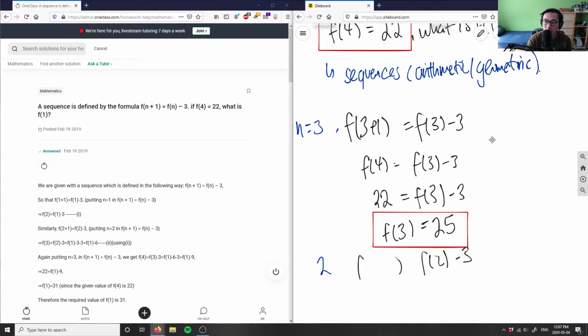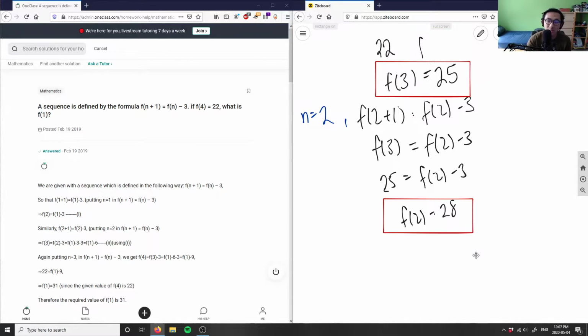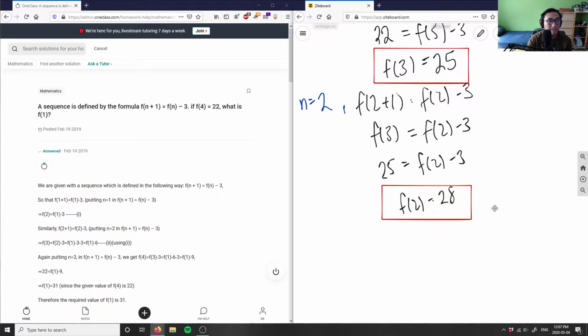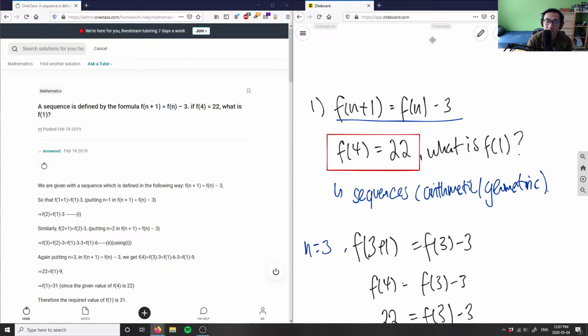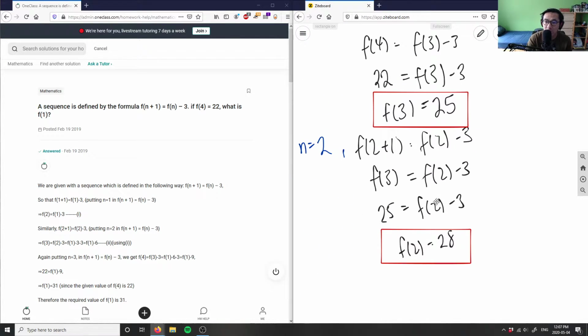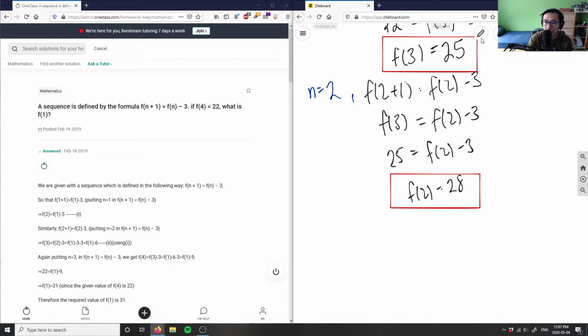So as you can see, 22, 25, and 28. As you see, my numbers are increasing by 3, as denoted by f of n minus 3 here. This negative 3 is simply because we're going backwards, we're adding 3 to these numbers. We're going from 4 forward to 1. So from 4, 3, 2, and then 1, we are adding 3 to both sides.